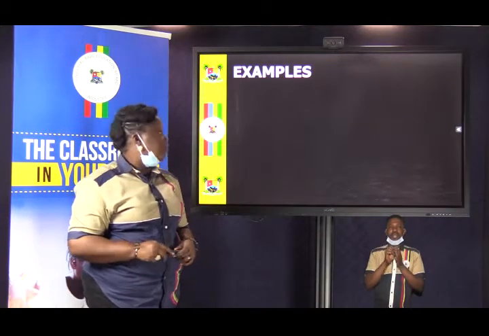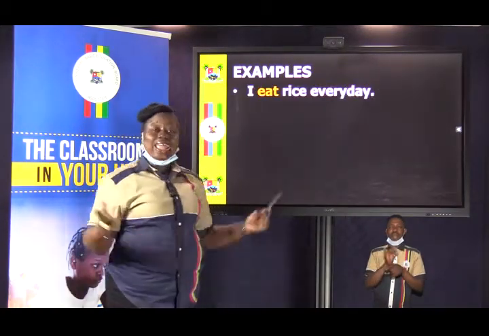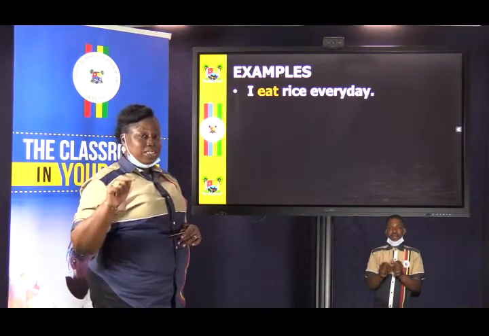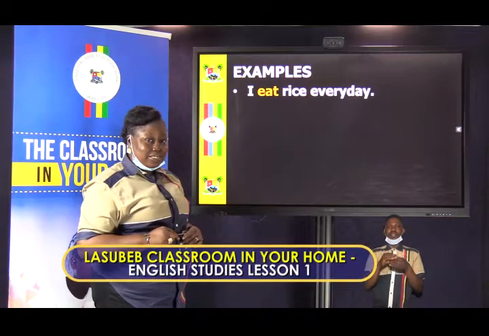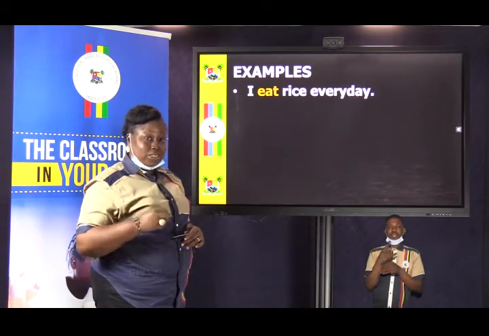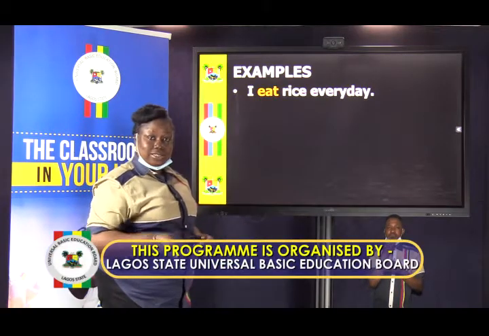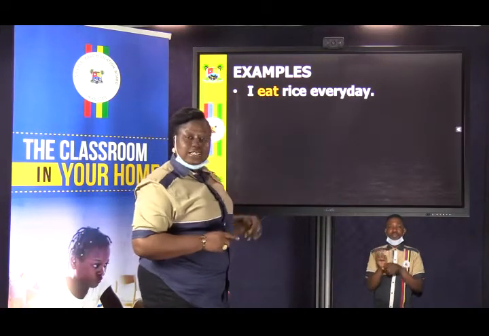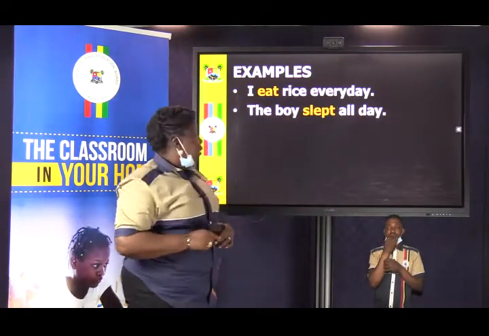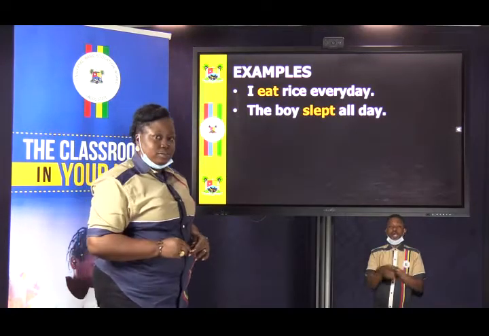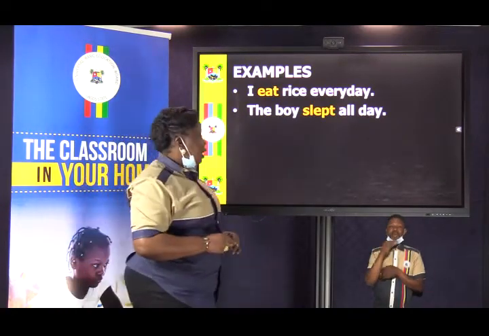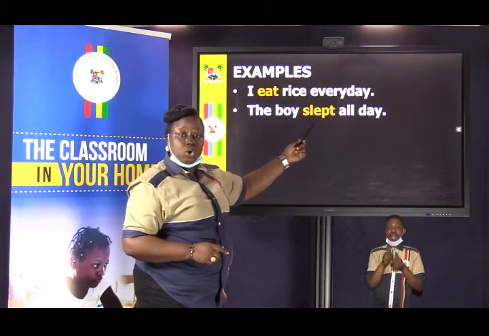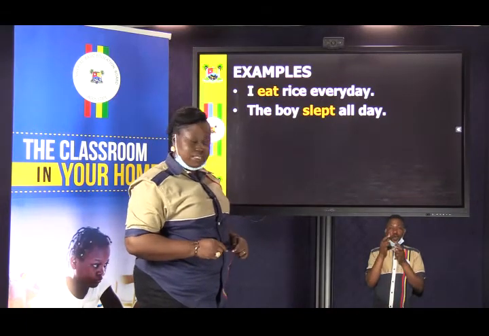Let's look at examples of verbs. I eat rice every day. What is the action in that sentence? Yes, the action in that sentence is eat. So the verb in the sentence is eat. The boy slept all day. The action in that sentence is slept. As you can see, it has been color-coded. Slept. That is the verb in the sentence.